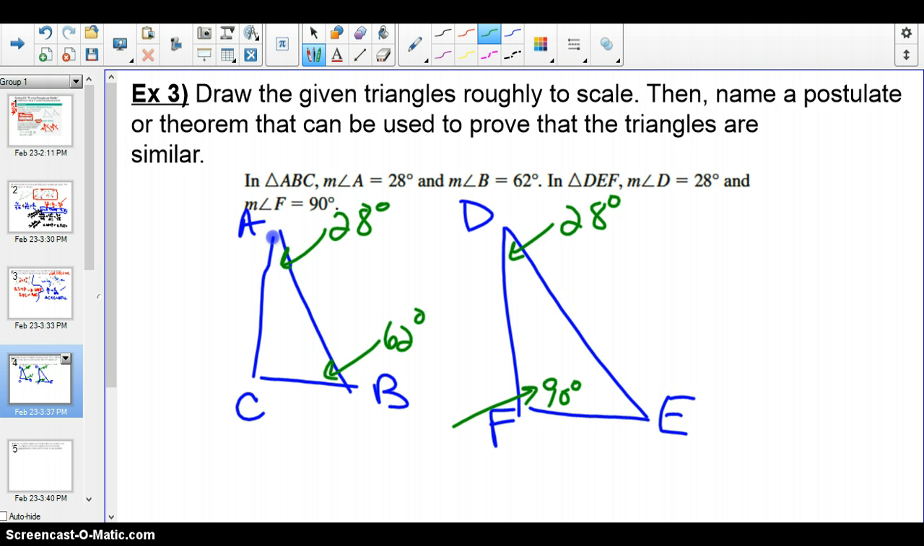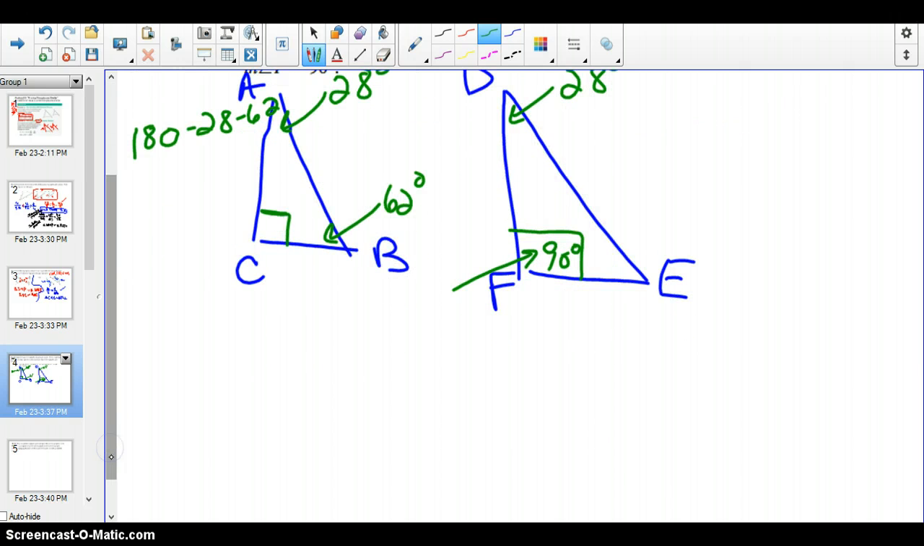Okay, so if I'm only given stuff about the angles, I want to show that there are at least two pairs of corresponding angles congruent, because if that's true, then they're similar. So I'm going to focus on this as a 90-degree angle here. I want to know, hopefully this is also a 90-degree angle. And it is. If you subtract 180 minus 28 minus 62, you have your leftover angle being 90 degrees. So the triangles are similar with the angle-angle similarity postulate.